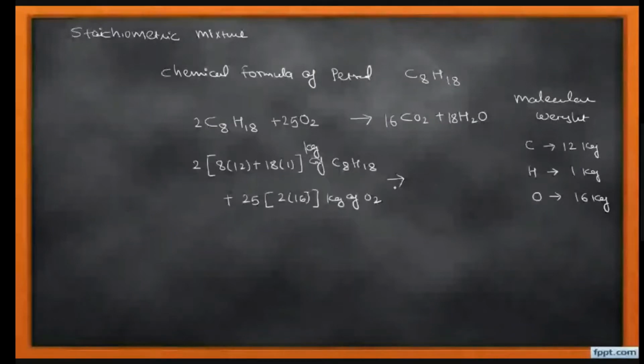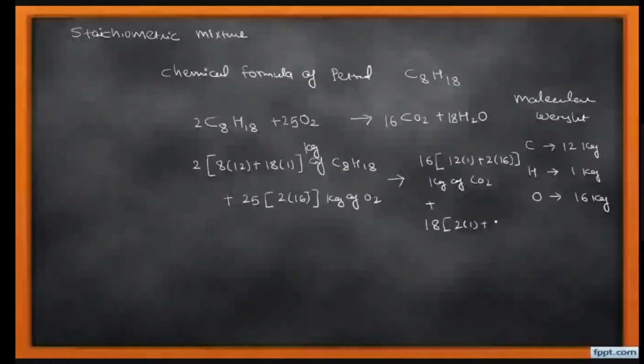It produces the products: 16 moles of CO2, where carbon is 12 with a single atom, and oxygen has 2 atoms of 16, so that much kg of CO2 is there, plus water. Water is 18 times (2 into 1 plus a single O of 16 into 1), so that much kg of water, or we can write H2O.